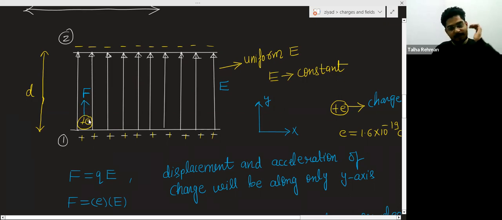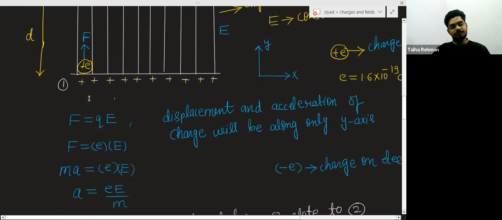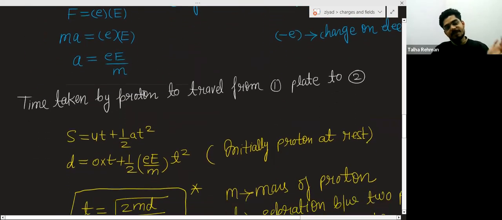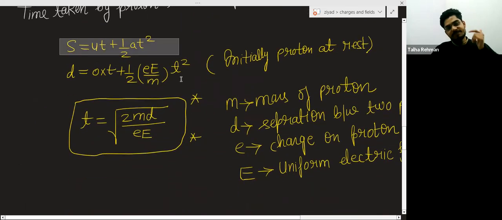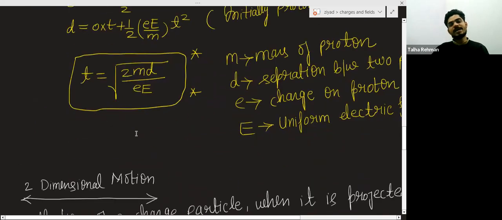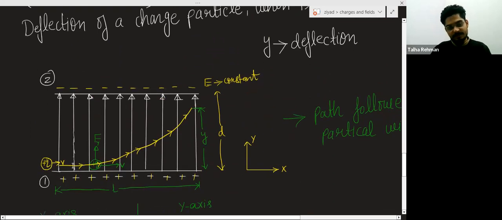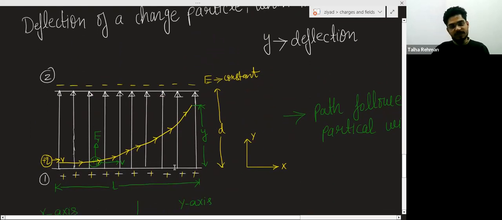That means the charged particle will move. This is clear. And this charged particle will move in a straight line in this direction, because the net force is along the electric field in this direction. So due to this force, we will calculate the acceleration. Then we will apply the second equation of motion and we will get the time. And after that, suppose there is another condition, one plate, this is positively charged.